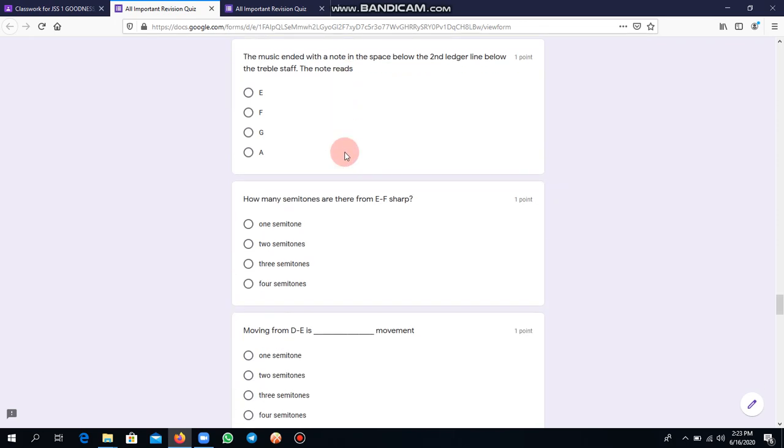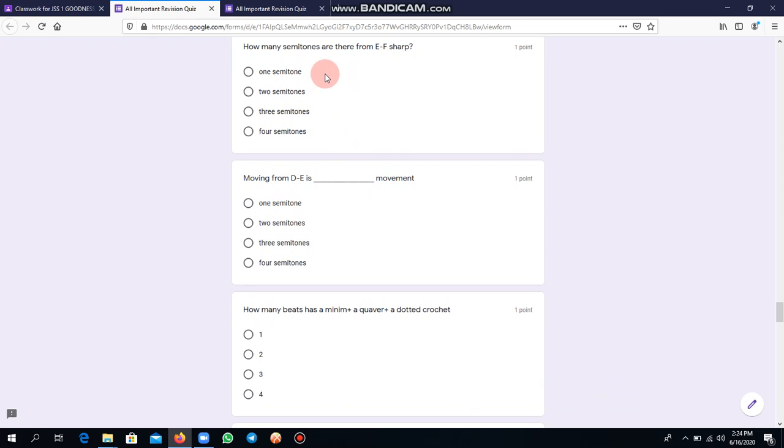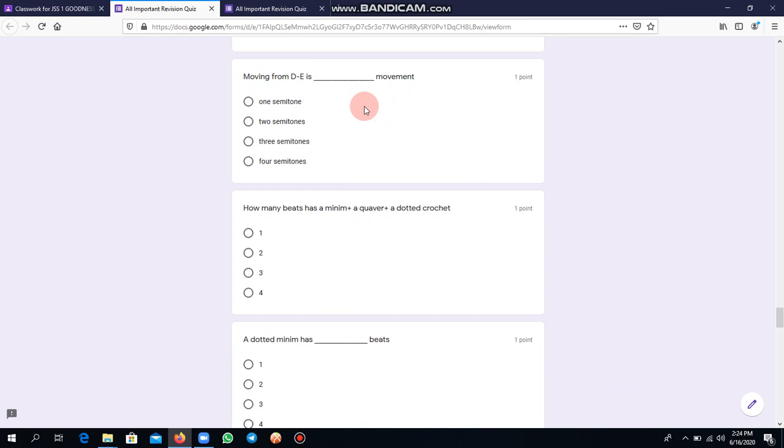Then the music ended with a note in the space below the second ledger line, below the treble staff. This question has been repeated. I have treated that before. How many semitones are there from E to F? E to F is just one semitone. There is no black key between E and F. If you don't understand it, get the book Music Exemplified, written by Casey Clef, and then you will be able to understand tones and keyboard settings. You will be able to have a vivid understanding of that topic.